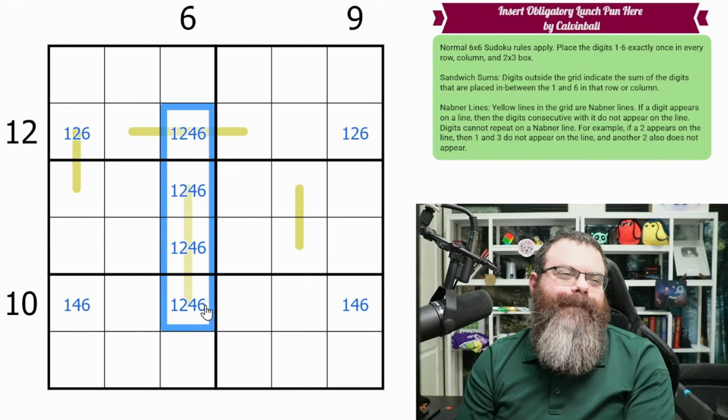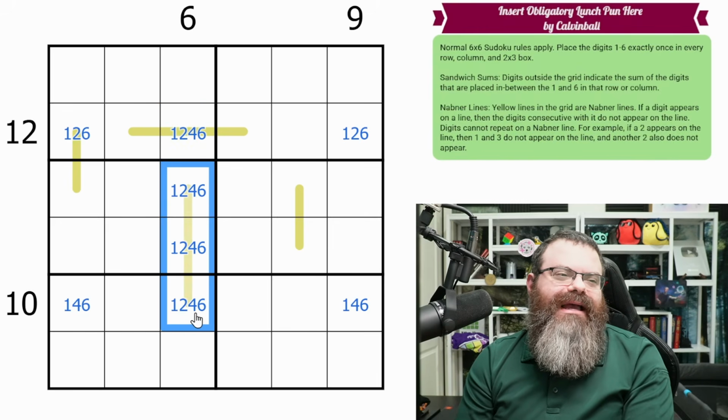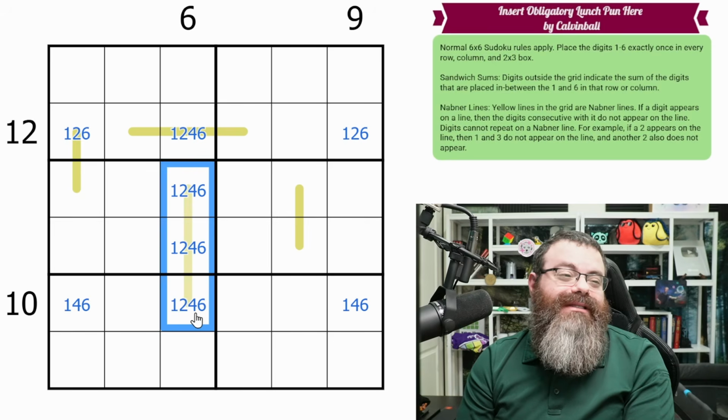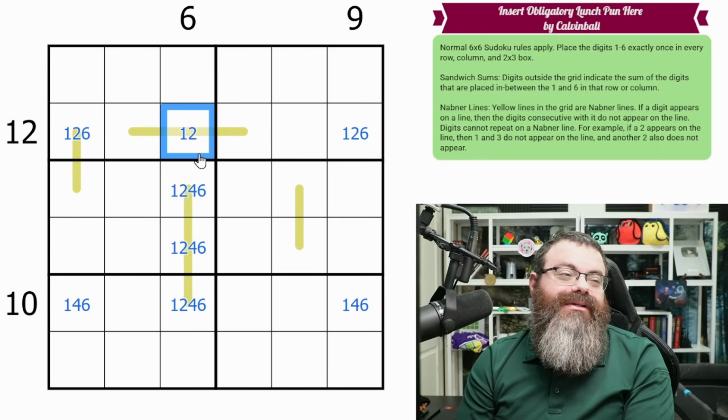So I think this Nabner is interesting for that reason, because we can't put both the 1 and the 2 on it. So it's either 1, if this were here, this would be the other 1 too.